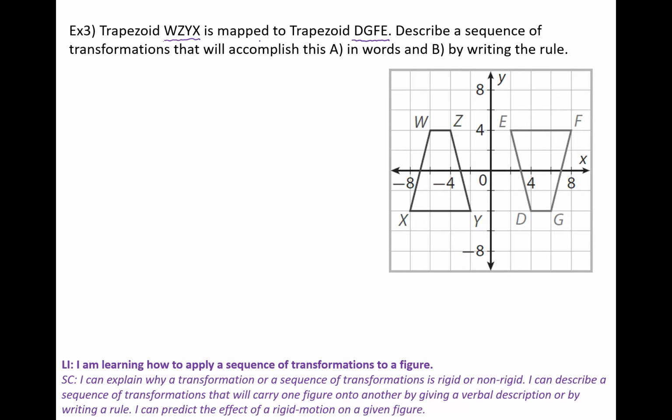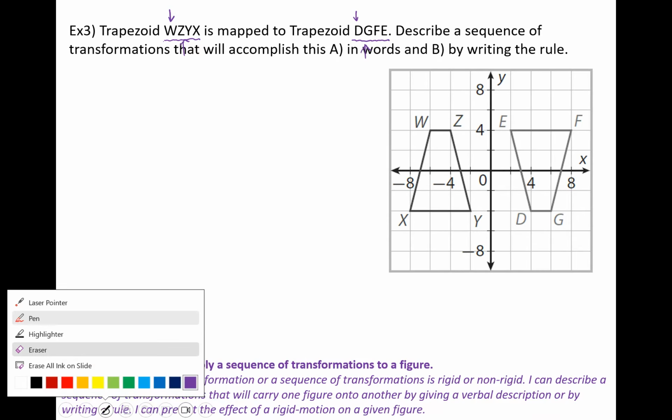The order of those letters is super important, and we'll see that specifically in the next unit. They're telling us which letters match up with which. So in other words, the W has to match up with the D, and then the Z has to match with the G, and so on and so forth.